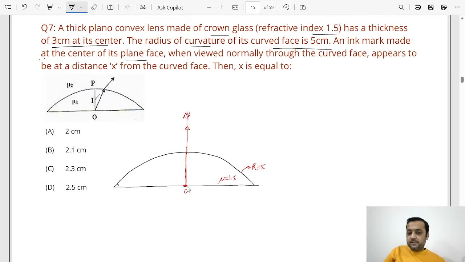The image of this O will not be formed at O, but rather somewhere over here, on this line basically, because of the refraction at the curved surface. The question says that this distance is x, so find x.